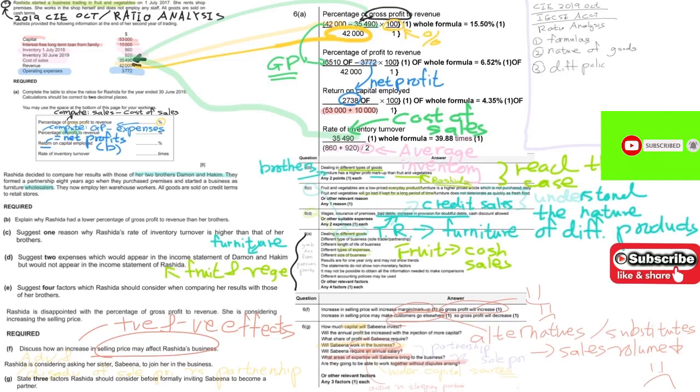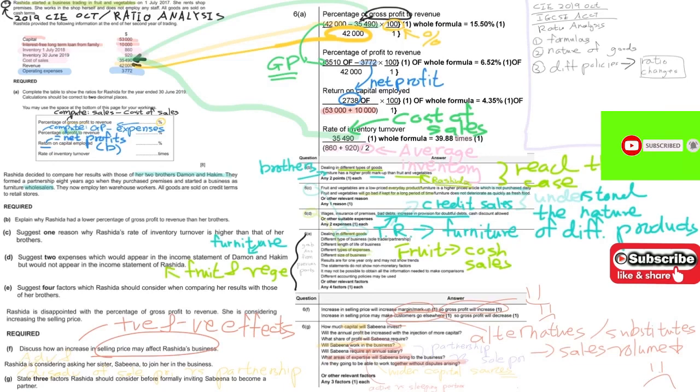For example, in our paper you can see that when there is an increase in selling price, how would it affect the ratio? So you have to understand this one. These three you have to understand.